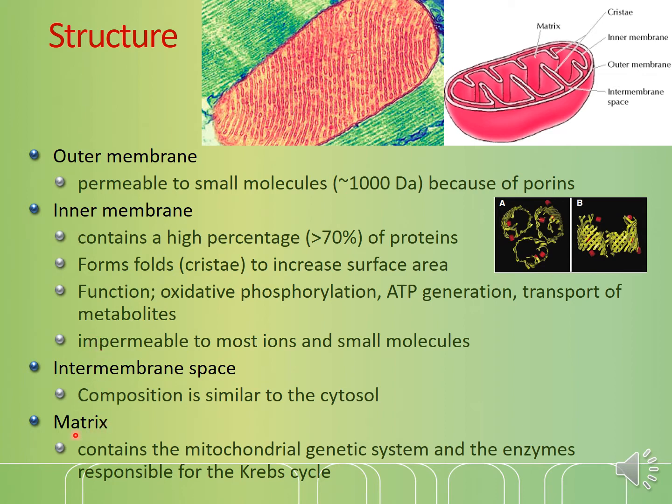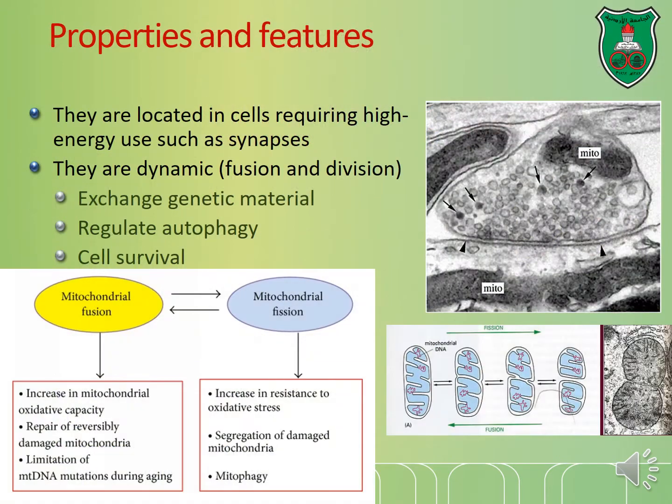Now we talked about the intermembrane space. The matrix contains metabolic enzymes, especially those involved in the Krebs cycle. Mitochondria are located in cells that require high energy. So in muscle cells, there is a large number of mitochondria compared to other tissues like liver, for example.